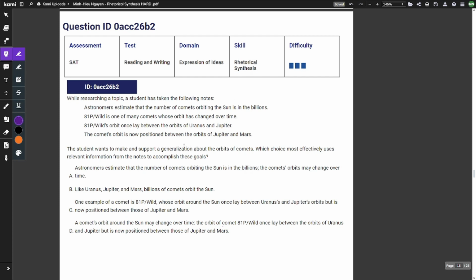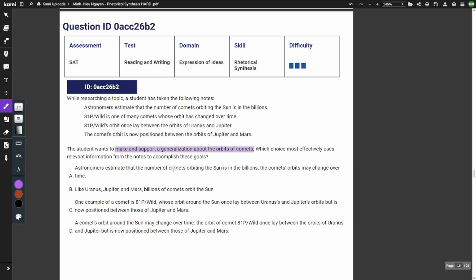Question number 16. Let's see what the task is, which is to make and support a generalization about the orbits of comets. So we have to do two things here. First, we have to make a generalization about the orbits of comets, and then we have to support it. So let's look at it.